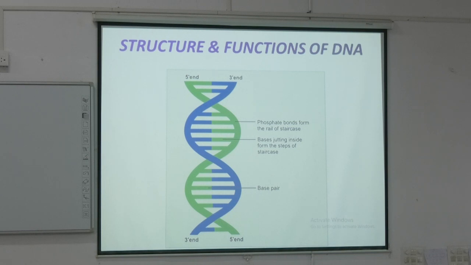What is DNA? That is deoxyribonucleic acid. What is nucleic acid? That is a polymer of nucleotides. So whatever genetic information is present in the DNA, how will it be stored? It will be stored as a genetic code or codon. That information will be given to whom? It will give it to RNA.